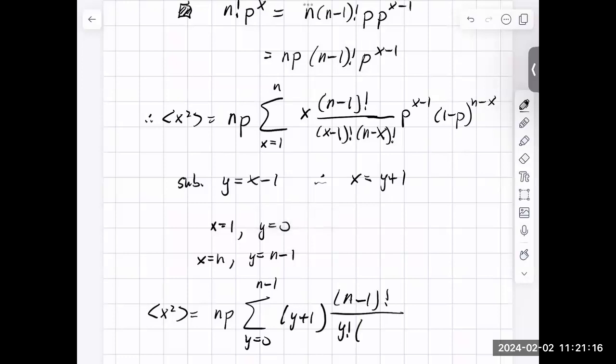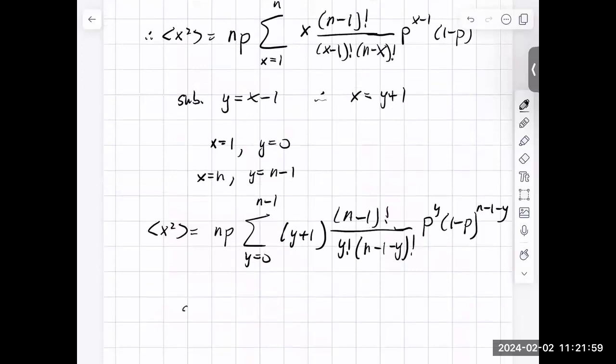And then we have an n minus x, but minus x is minus y minus 1. So I'm going to write that as n minus 1 minus y factorial. And then we have p to the x minus 1, but that's just a y, and 1 minus p to the n minus 1 minus y. Okay, I think that's all probably correct. So we're getting close to where we want to be.